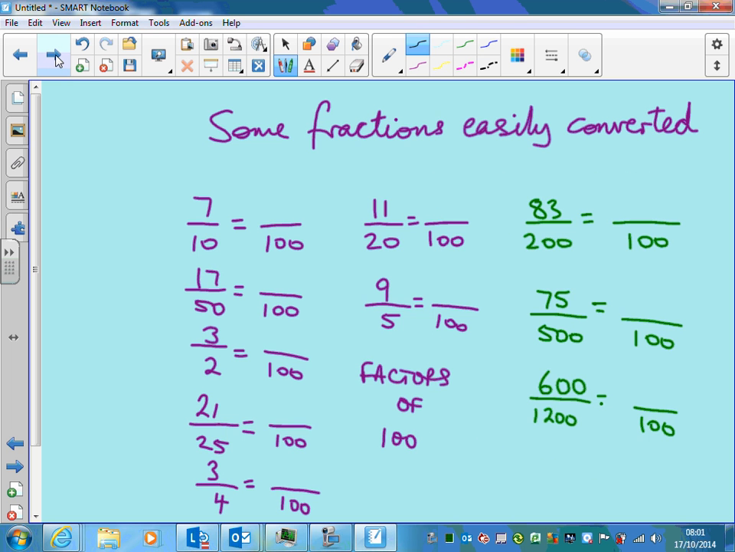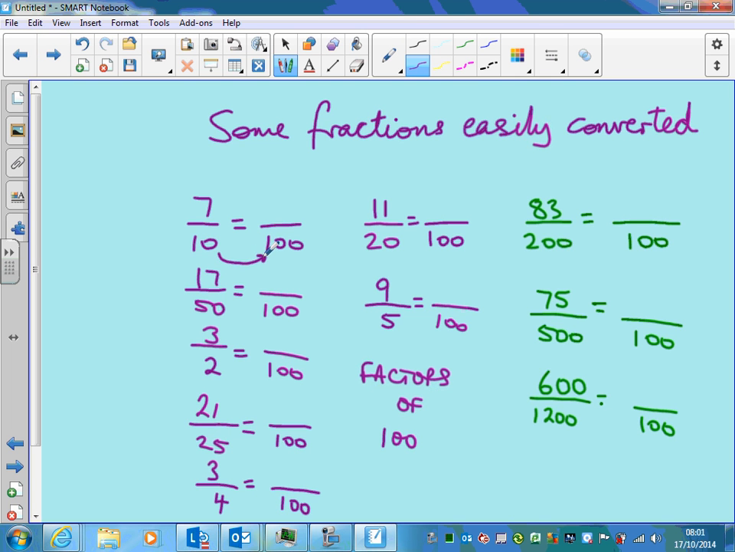Let's start on it. First of all, some fractions are easily converted into percentages and into decimals because you see in purple here we have a number of fractions with different denominators. We have 7 tenths, 17 over 50, 3 over 2, 21 over 25, 3 over 4, 11 twentieths and 9 fifths. And what you should notice about all those denominators, the number on the bottom, is that they are all factors of 100, which means we can easily turn them into 100 through a simple multiplication.